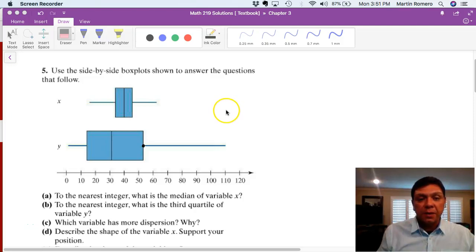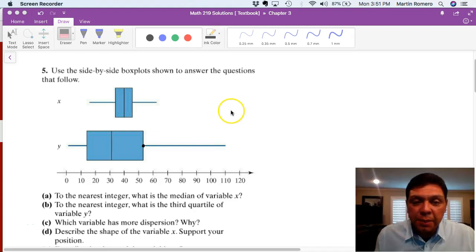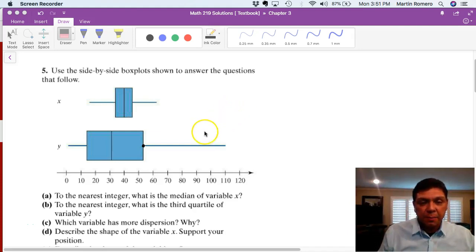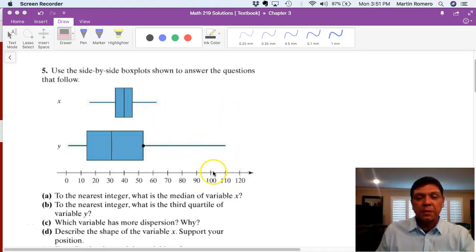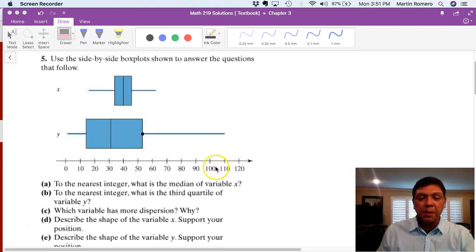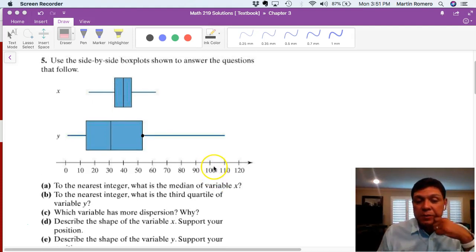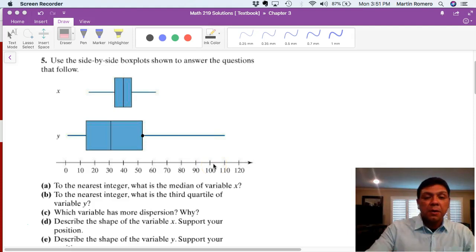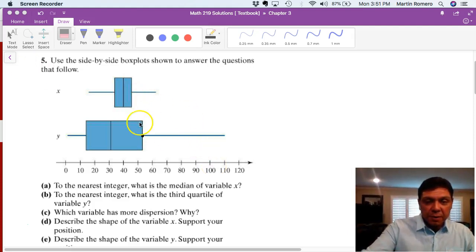Hello everybody, this video is about probably the most asked question from our homework assignment. It's about the box plots and the variables associated with them and the interpretation of median, quartiles, and dispersion and things like that. So before we do this problem here, I want to remind you that this here is what we call a box plot.